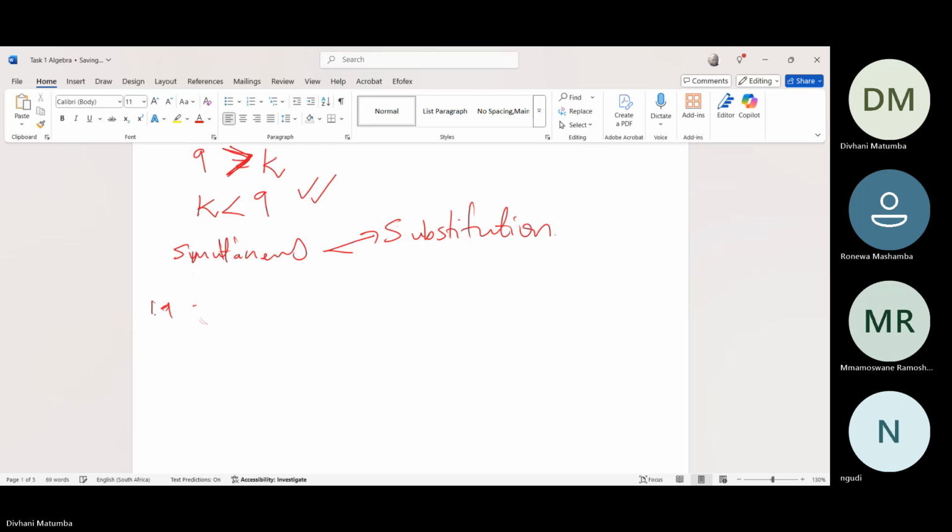So 1.9, it says 6x minus 2y plus 9 equals 0, and x squared plus 2x minus y equals 3.